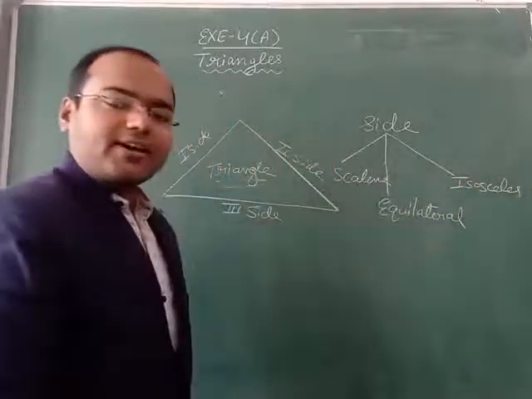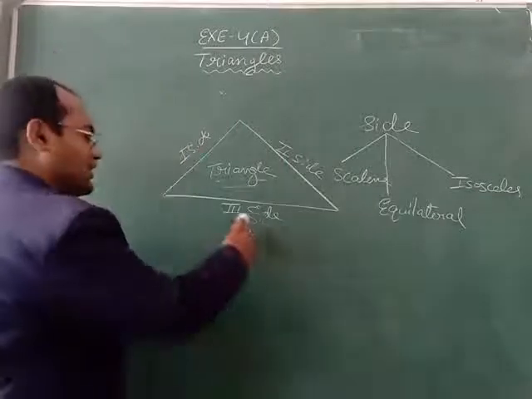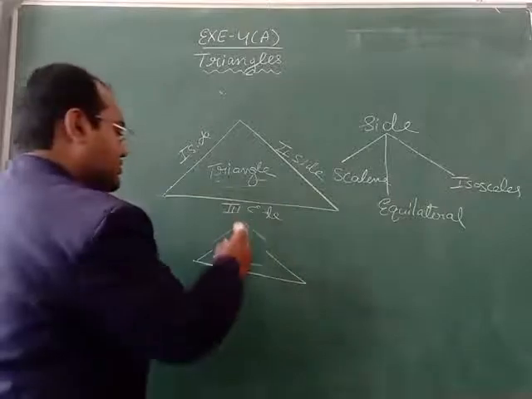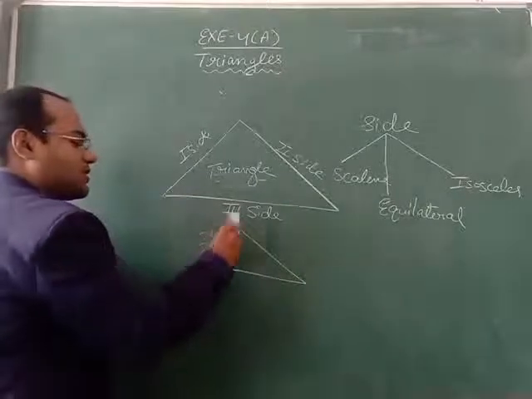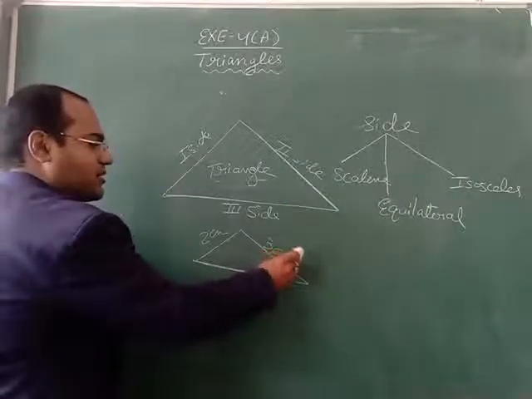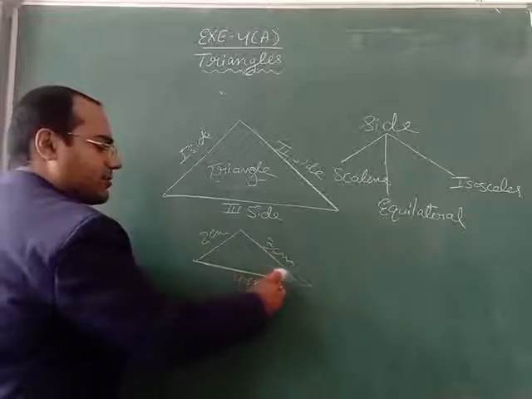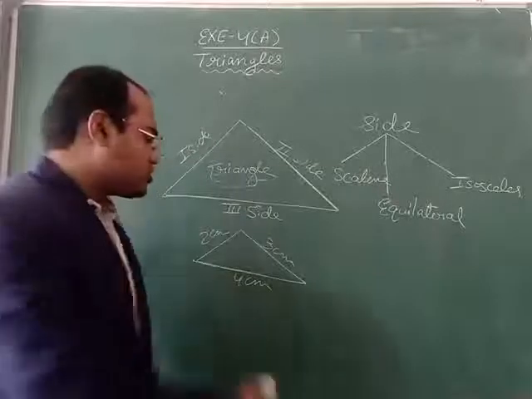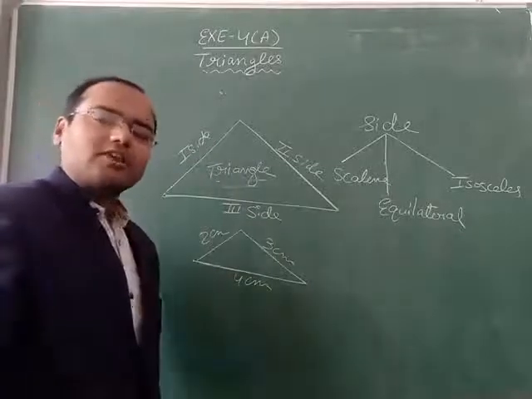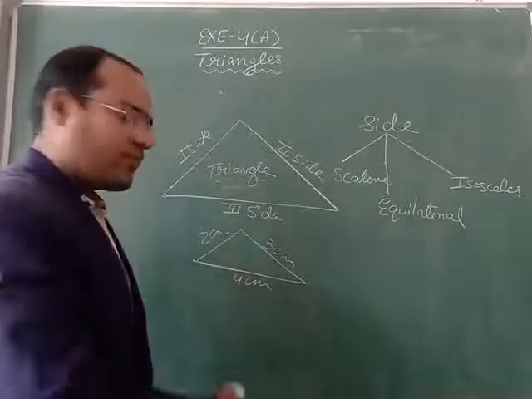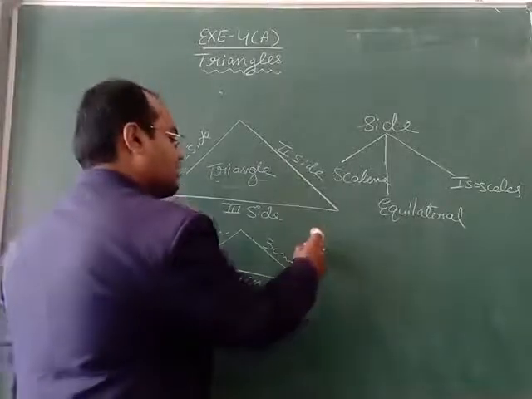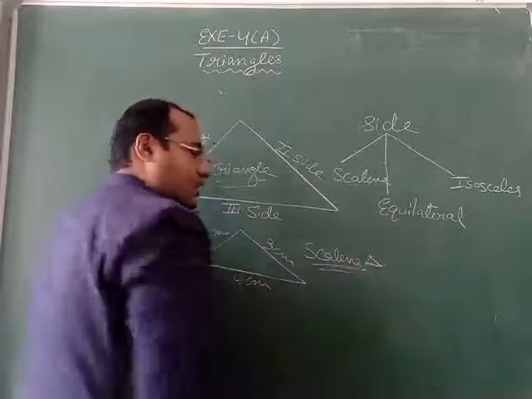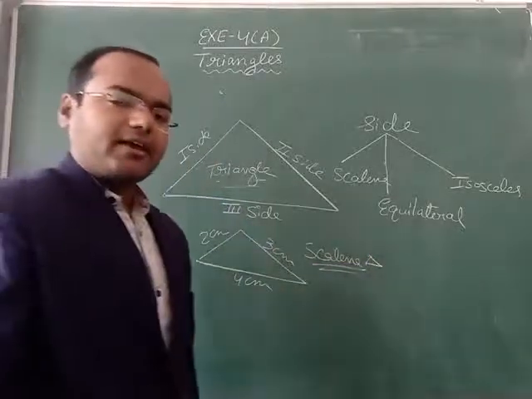So what are scalene triangles? Suppose I give you one example here. Here I have drawn a three-sided figure, a triangle. First side is 2 cm, second side is 3 cm, and third side is 4 cm. Here you will observe all the three sides of the triangle are different. So such triangles in which all the three sides are of unequal length, different length, are known as scalene triangles.